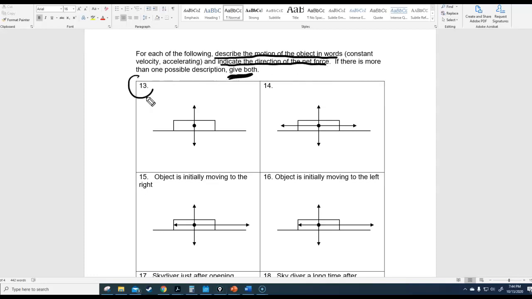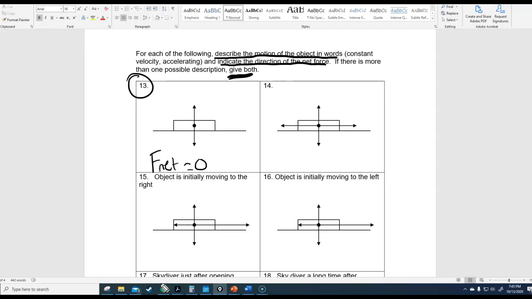So when I look at 13, I look at the FBD. There's no labels on the forces, but that doesn't matter. I'm looking at the direction and the size of the arrows. I have one arrow going up, one arrow going down. If I were to add those together to get the net force, those two forces would cancel out. That means that the net force here is going to be 0.